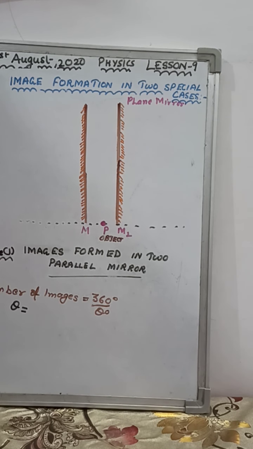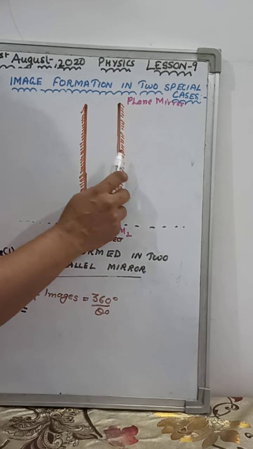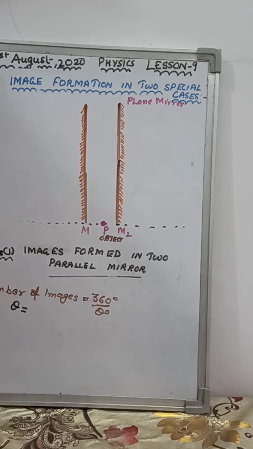Now we shall consider images formed in two special cases. There are two cases when two mirrors are parallel to each other. These are the two plane mirrors when they are parallel to each other. This is case number 1. And there is one more case when the two plane mirrors are perpendicular to each other. So first of all we will do case number 1.